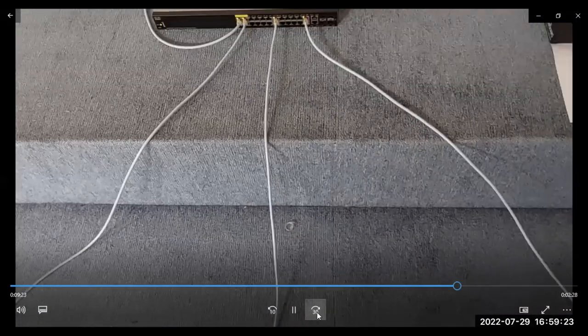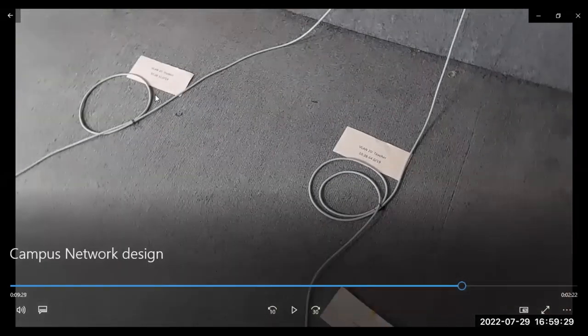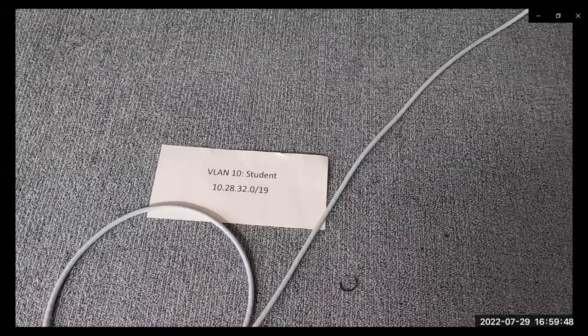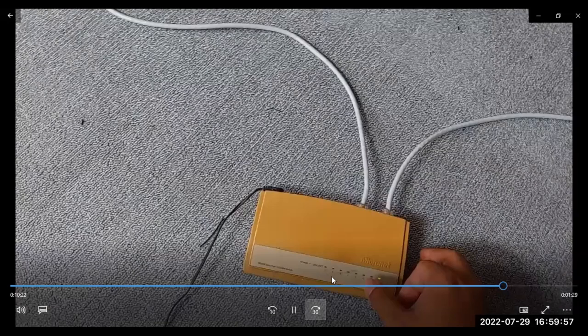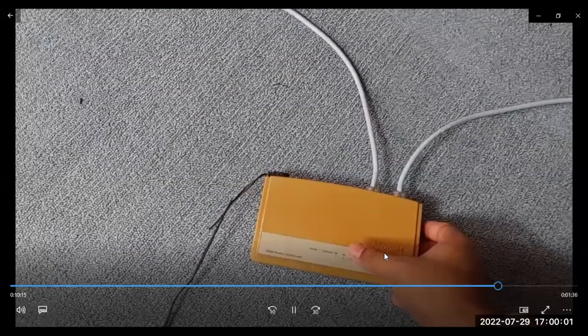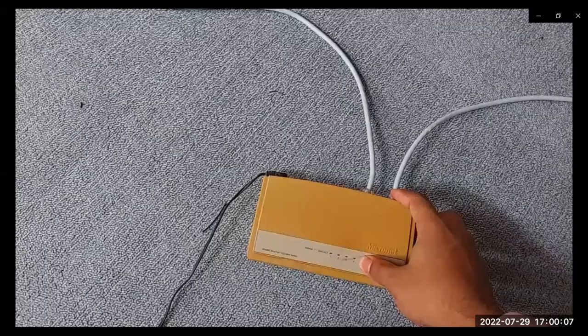Here is the connection to the access layer. Now we are going to the access layer. Here you can see this is for students, this is for teachers, and another is for the academic. The student VLAN 10 is 10.28.32.0/19. For teachers, this is 10.28.64.0/19. And for academic, there is another IP address, that is 10.28.96.0/19. And this is an unmanaged switch.